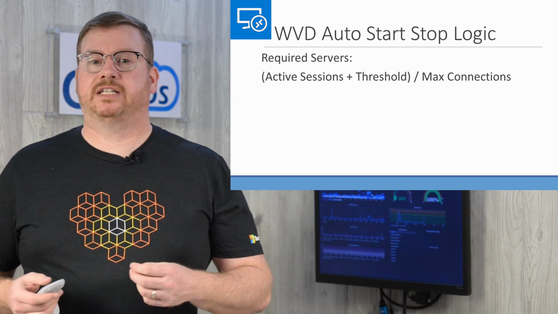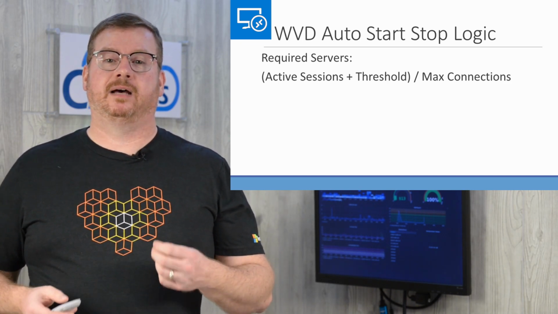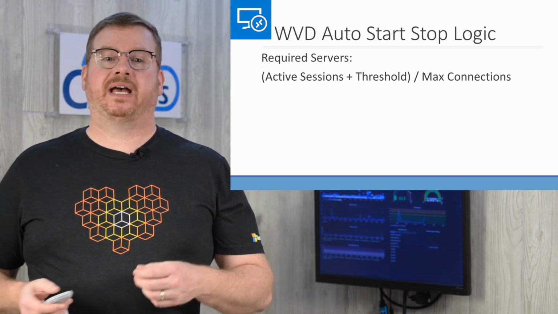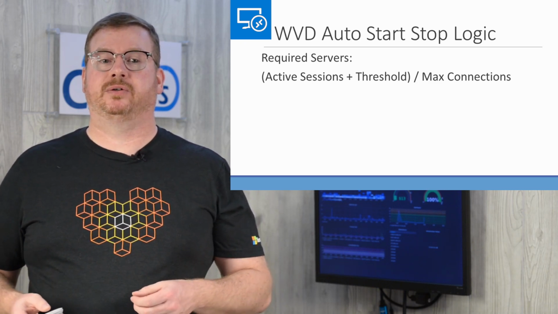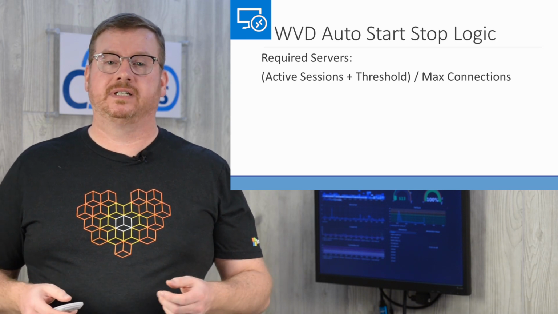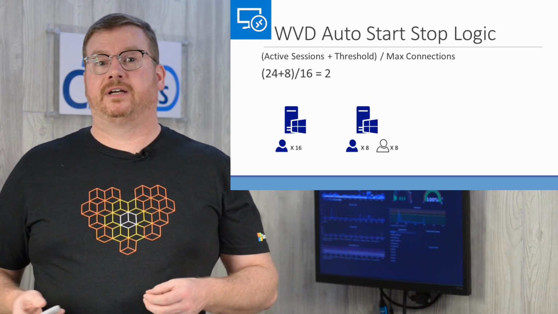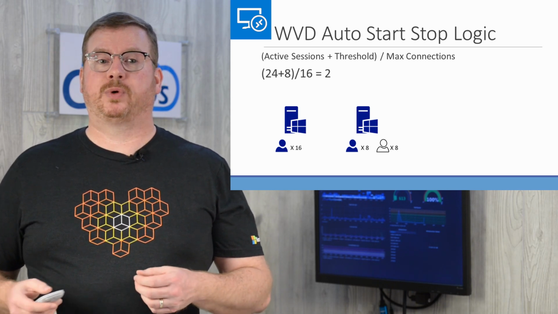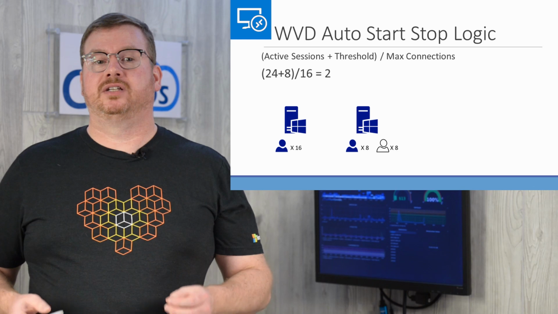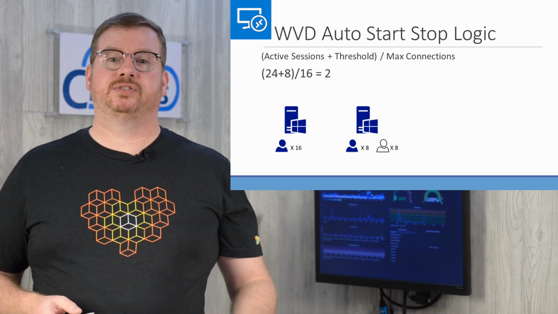The number of servers that should be running is found by adding the number of active sessions to the threshold value. That number is divided by the maximum sessions per session host. Any remainder is rounded up because you can't start a fraction of a server, at least not yet. So if there are 24 active sessions and the threshold is 8, with 16 maximum sessions per host, the total number of servers that should be running is 2.